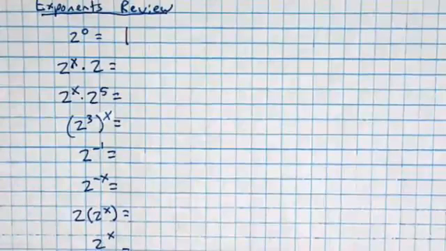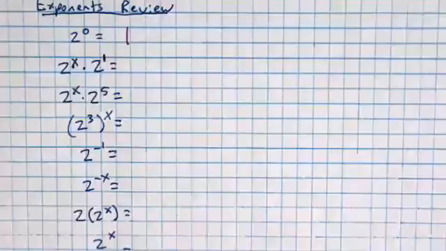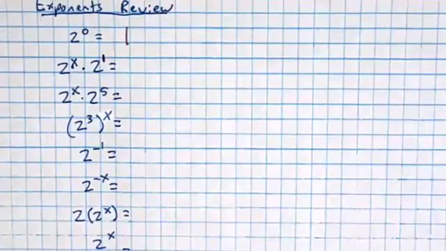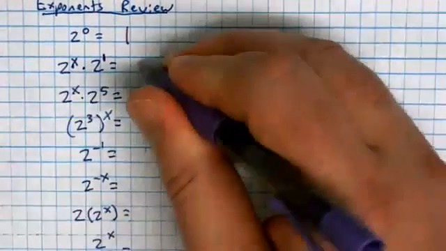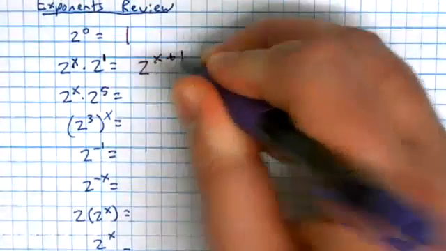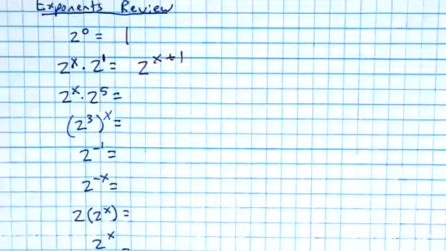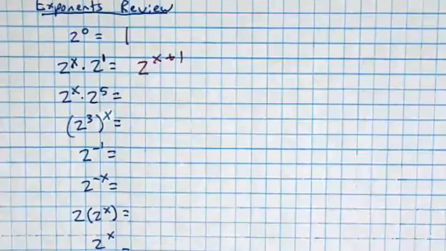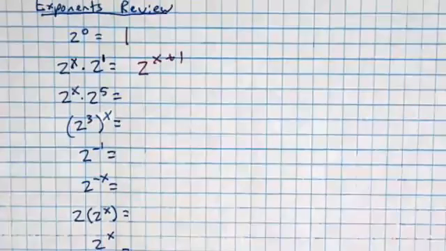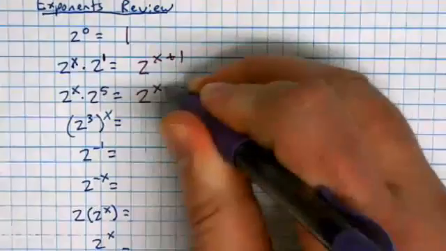For this second one, did you think to put a 1 on that 2 there? And you know the rule for what we do with those two exponents? We add them. So that should have been 2 to the x plus 1. If you didn't have that, make note of that. Which would make this one 2 to the x plus 5, right?